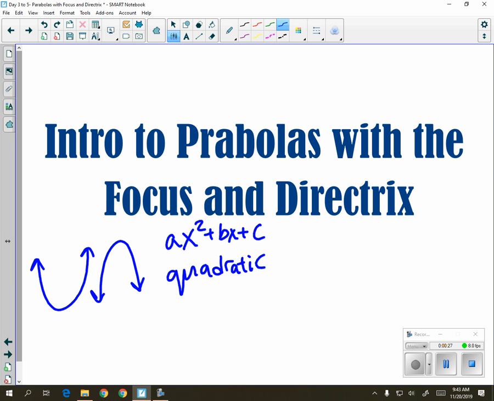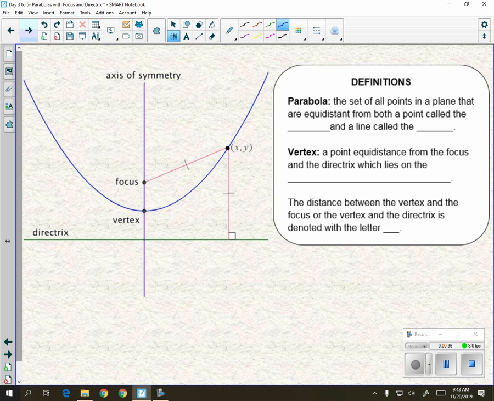Today, instead of thinking of it as ax squared plus bx plus c, we're going to think about parabolas with a new definition. A parabola is also the set of all points in a plane that are equidistant from both a point, which we call the focus, and a line that we call the directrix.